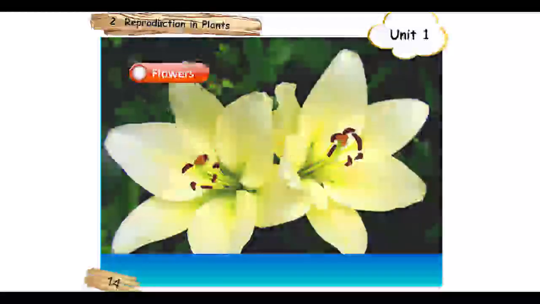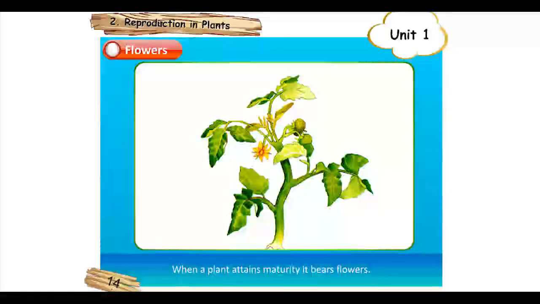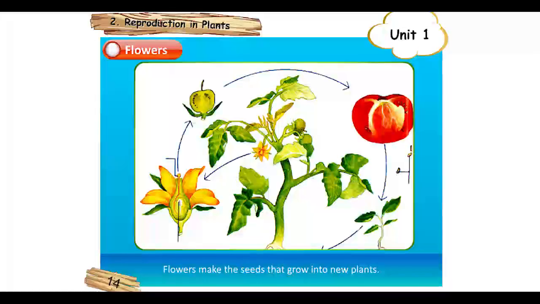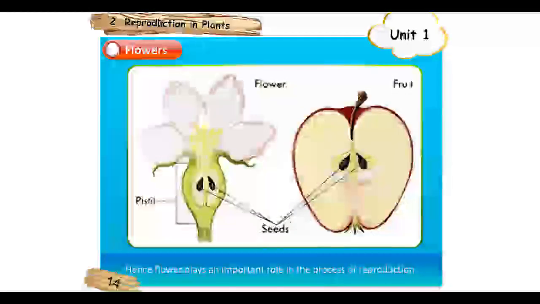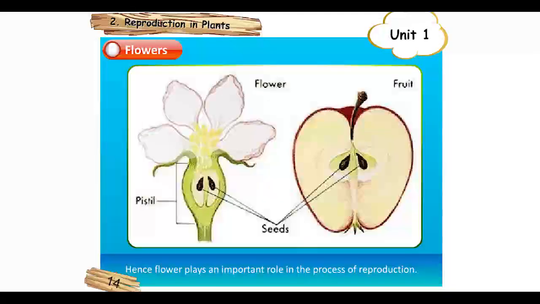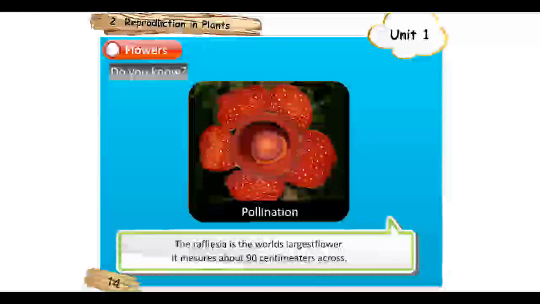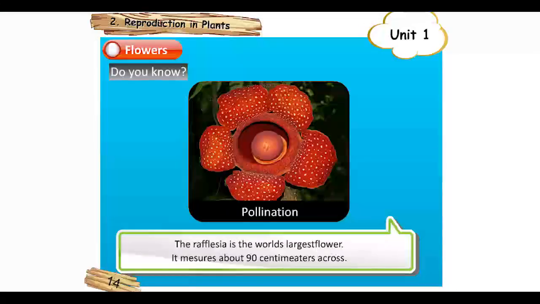Flowers. When a plant attains maturity, it bears flowers. Flowers make the seeds that grow into new plants. Hence, the flower plays an important role in the process of reproduction. Do you know? The Rafflesia is the world's largest flower. It measures about 90 centimeters across.